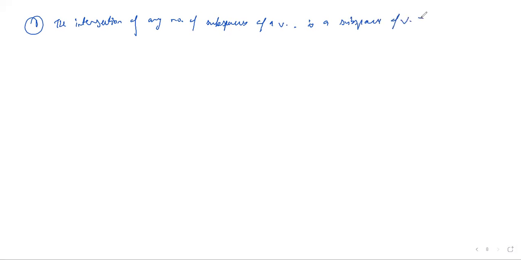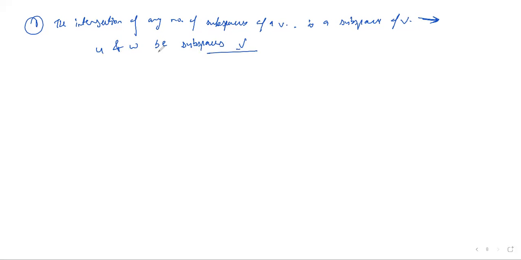Subspace of V. Here I am saying that the intersection of any number of subspaces of V is a subspace of V. How? Let's see this. Let's say U and W are subspaces of vector space V. These are the subspaces of vector space V.